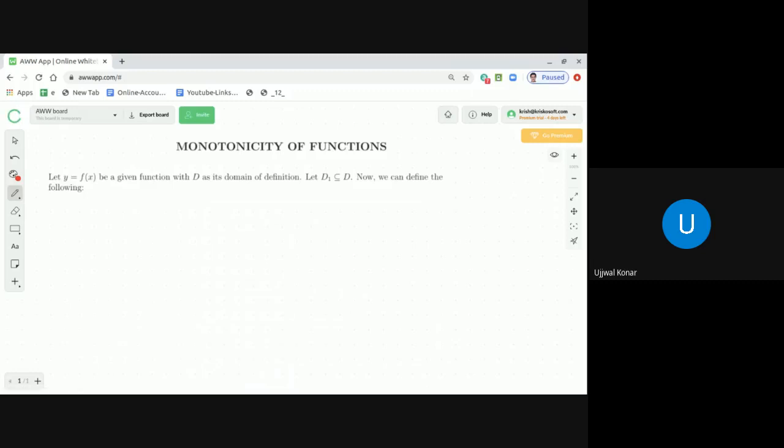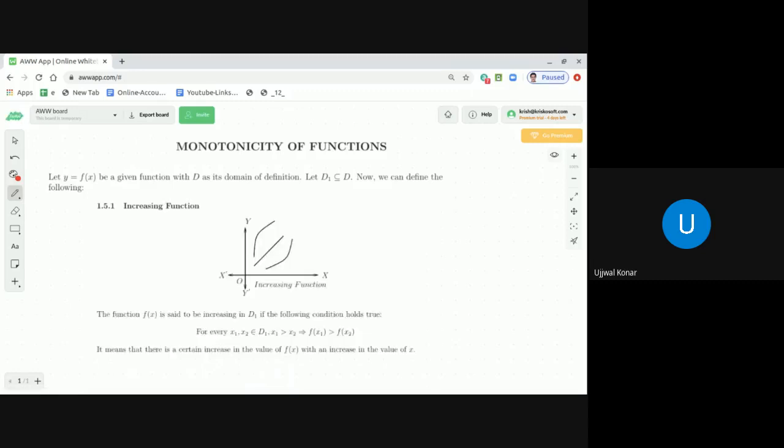If you see the increasing function, let's understand the graph first. You see this is the x-axis, y-axis, and this is the function. When the function is increasing, it means when x is increasing, the function y is also increasing. It can be like this, or like this, or like this, isn't it? That means the function is increasing. It could be something like this. The function is increasing. As x is increasing, f(x) is also increasing.